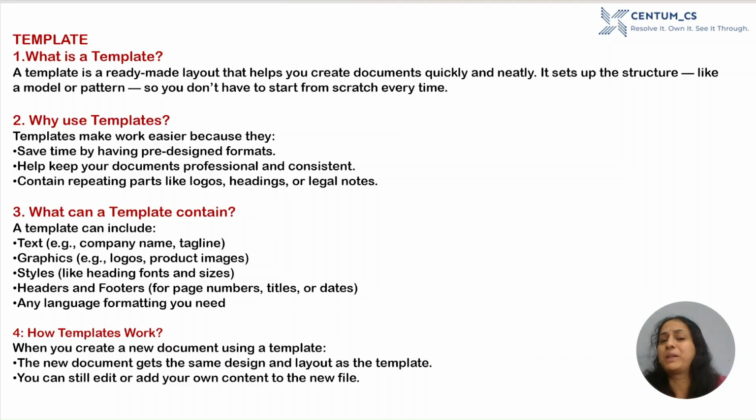What can a template contain? A template can include text. It can be company name, tagline, graphics, logos, product images, styles like headings, font and its sizes, headers and footers. In footers it can be page numbers, in headers it can be titles or date. Any language formatting you can contain.